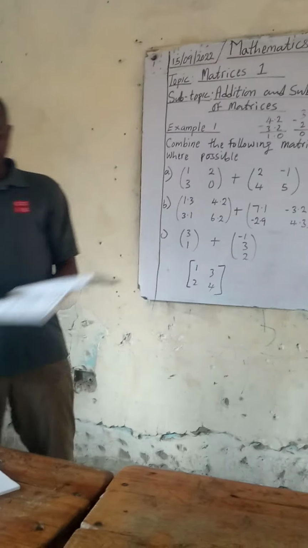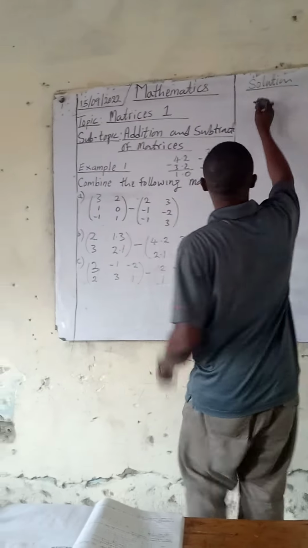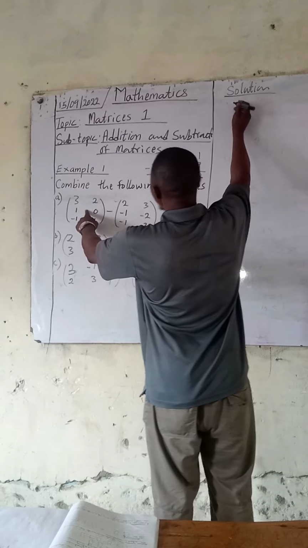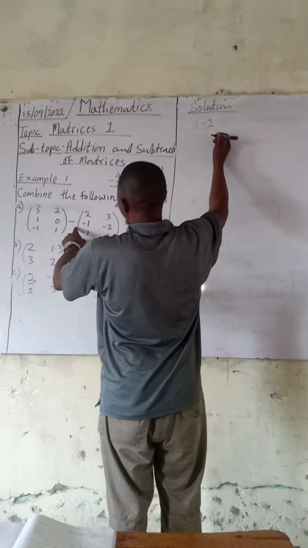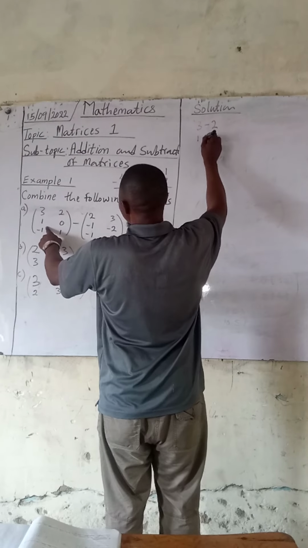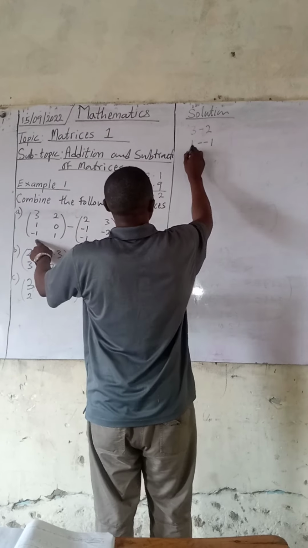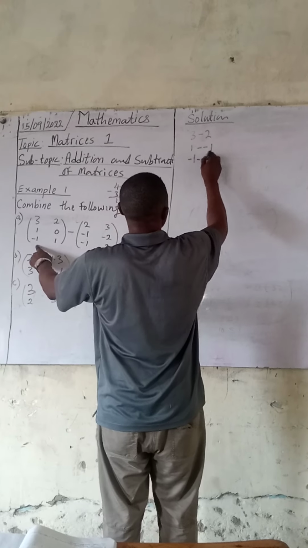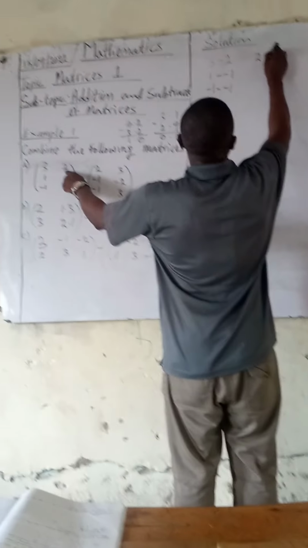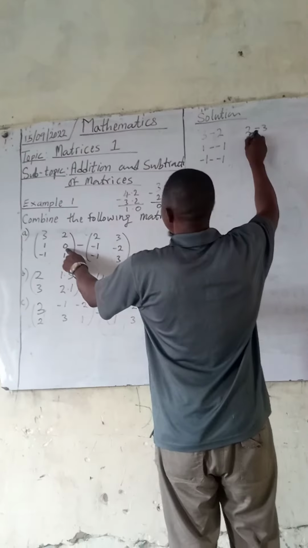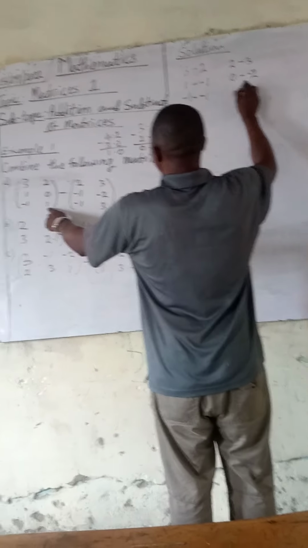No question, right? Then let's move to subtraction. So we have the element solution. We have 3 minus 2, 1 minus 1, minus 1 minus 1. Also, we have 2 minus 3, 0 minus 2, 1 minus 3.